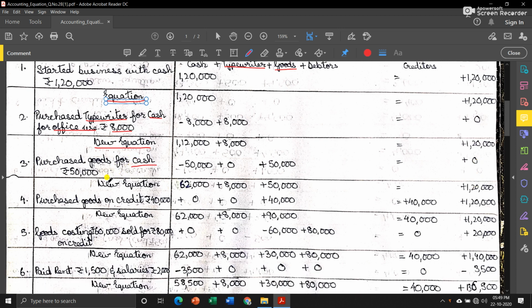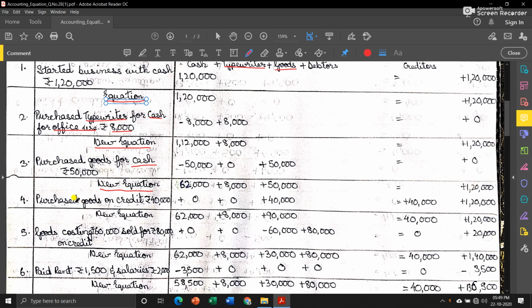Now after this transaction we will find the new equation. 1,12,000 minus 50,000 will give us 62,000. Then typewriter, we had 8,000 plus 0, 8,000. Then goods, we got 50,000, and on the capital side 1,20,000.